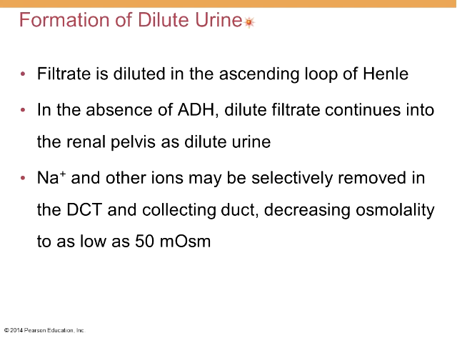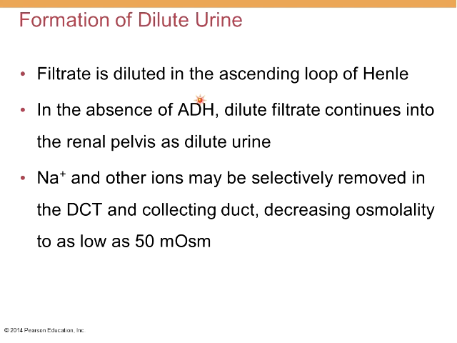Now, the formation of dilute urine: filtrate is diluted in the ascending loop of Henle. In the absence of ADH, the antidiuretic hormone, the dilute filtrate will continue out the renal pelvis as diluted urine. If you have the hormone, it helps to retain fluids. It keeps them in the bloodstream. If you have no ADH, it pushes it out. And I always remind you that there's an ADH inhibitor called alcohol. So if you drink alcohol, one of the first things you have to do is go to the bathroom.